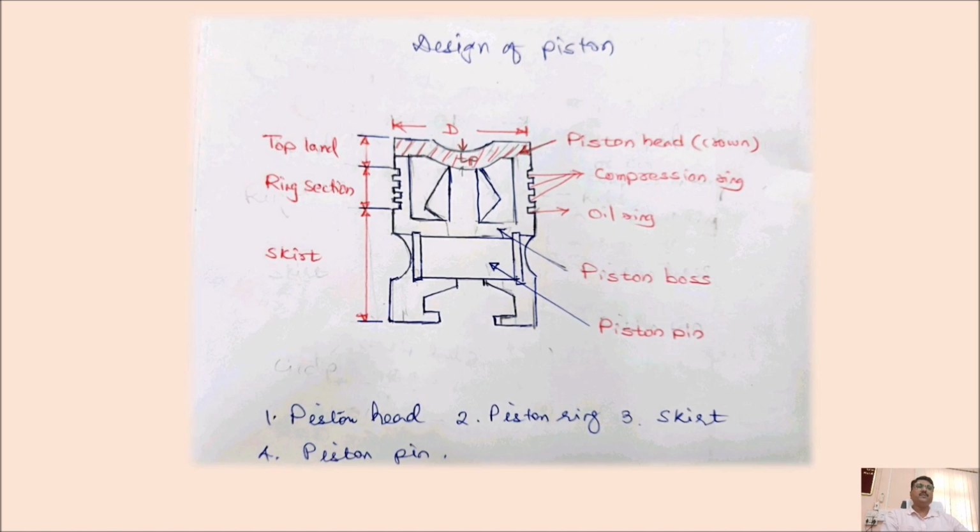Here are 4 rings. The first 3 rings are compression rings, and the last ring is the oil ring. Then the pin is fixed in the piston boss. The piston pin is shown here. So the main parts of the piston are the piston head, piston ring, skirt, and piston pin.